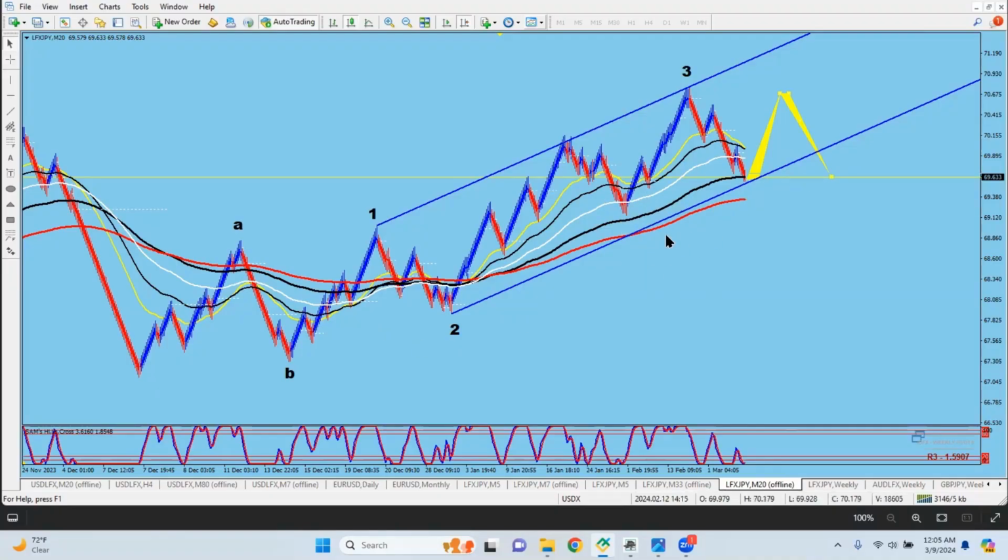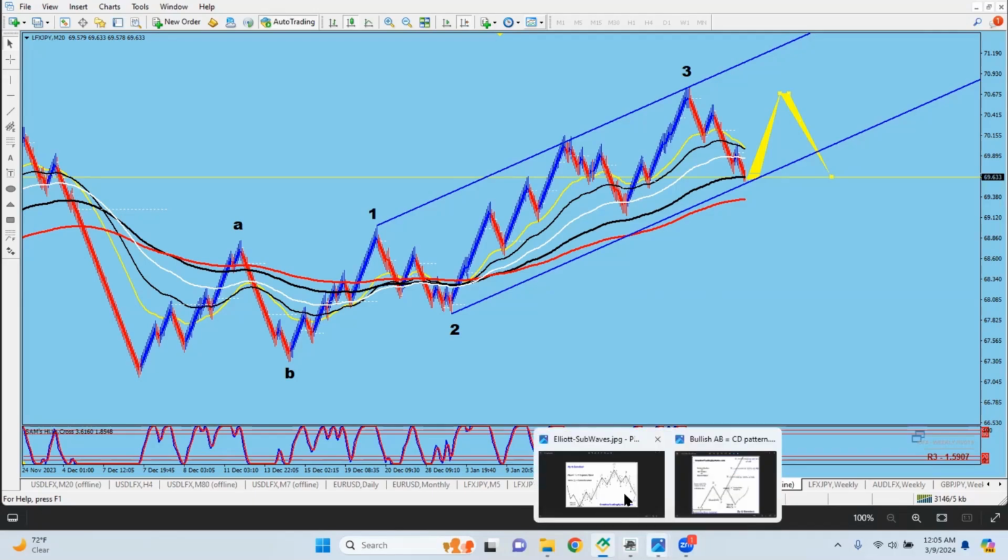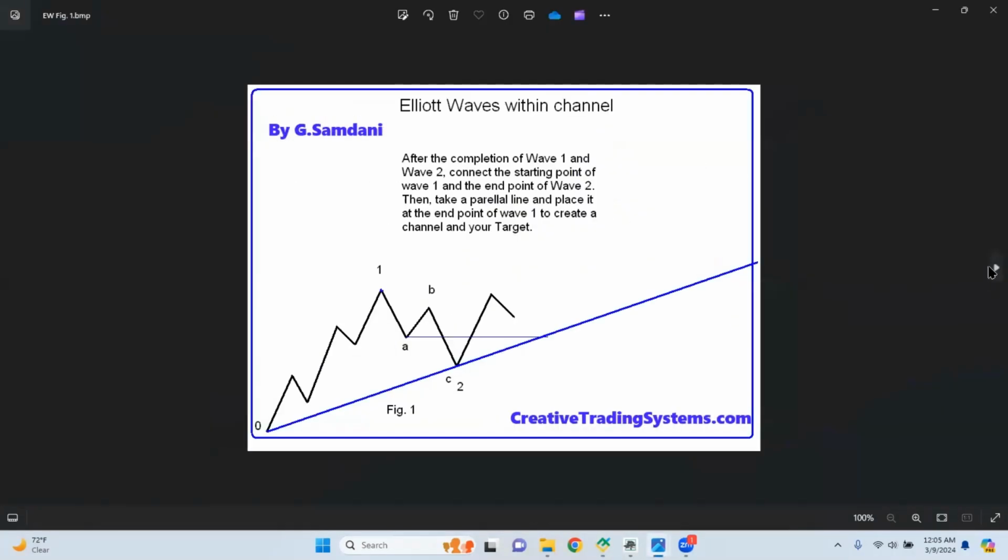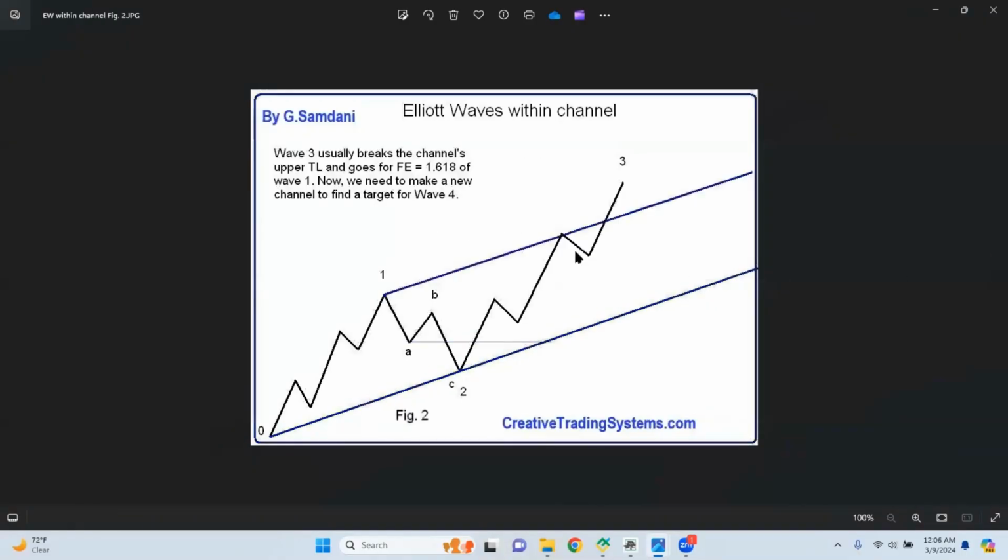Now, we've got to go back to the diagram and see what can happen. So wave 1 and 2, we saw that this is how it is, and then we create the channel, and we saw that the price went above the upper TL, broke it, and went above to the 1.618 target, which this diagram is showing, right? So this is Elliott wave 3. Wave 3 usually breaks the channel's upper TL and goes for FE 1.618 of wave 1, right? And now we need to make a new channel to find the target for wave 4.